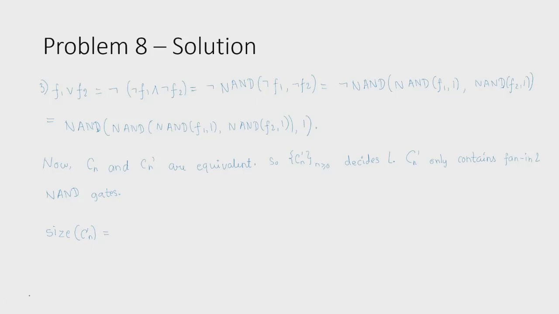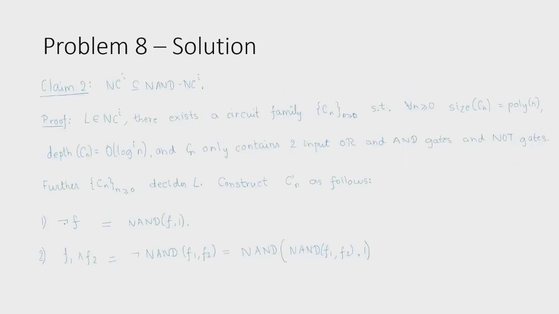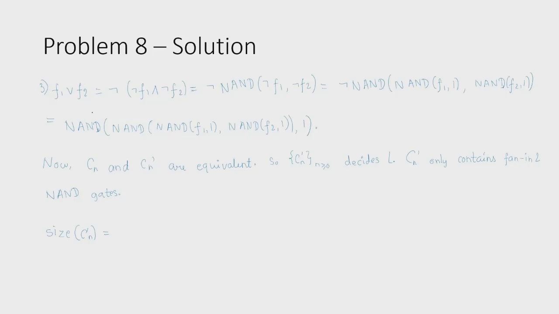Okay, so what did we do? To implement one NOT gate, we only needed one NAND gate. To implement an AND gate, we needed 2 NAND gates. And to implement a NOR gate, we needed 1, 2, 3, 4 NAND gates, right? So to implement any gate, we needed at most 4 NAND gates. So we would have replaced every gate in Cn with at most 4 gates.